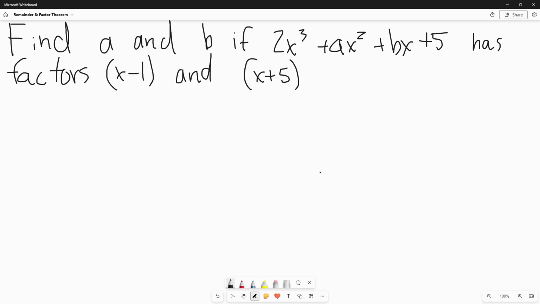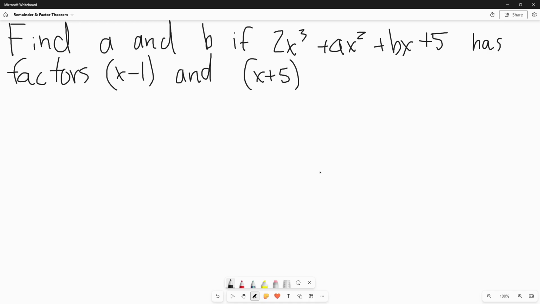Now let's do another practice problem. If you're thinking how to do this one, then pause the video and try it. But this one asks, find a and b if 2x cubed plus ax squared plus bx plus 5 has factors x minus 1 and x plus 5.